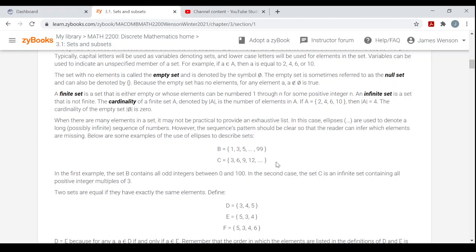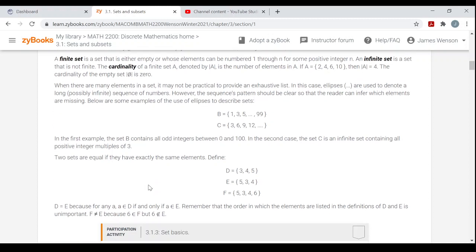It's infinite. They say here, in the first example, the set B contains all the odd integers between 0 and 100. In the second case, the set C is an infinite set containing all positive multiples of 3, as I said. All right. I've already mentioned this before.